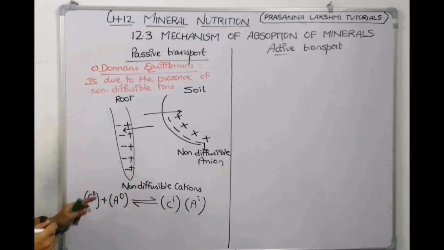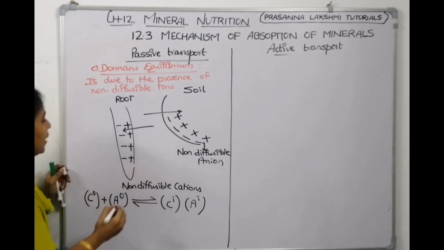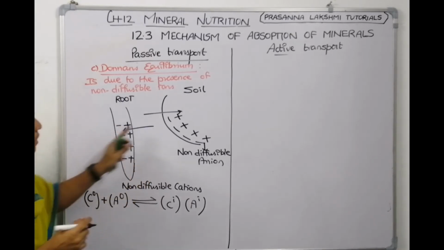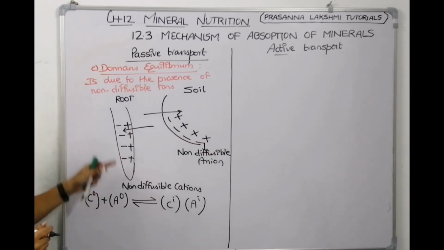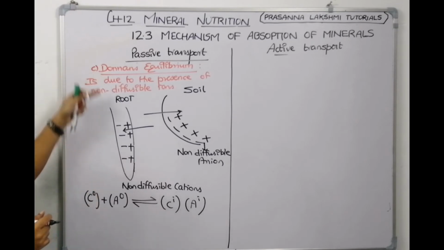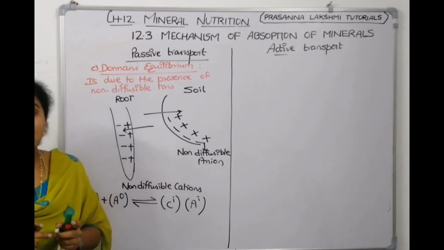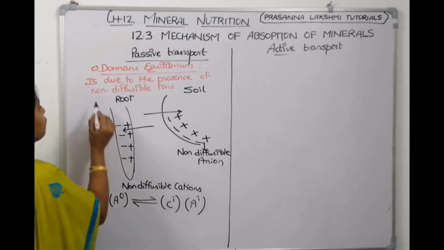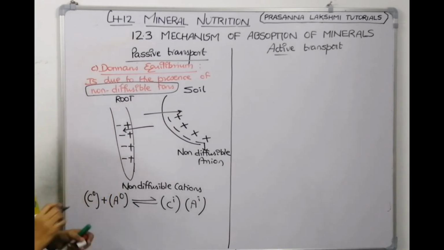So if you see outside, we need to draw only 4 here. There are 4 cations, 4 anions. Here also there are 4 cations, 4 anions. This equilibrium is called Donnan's equilibrium. And remember, Donnan's equilibrium is because of non-diffusible ions.